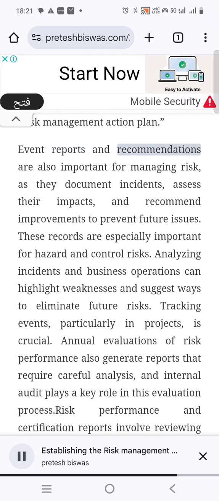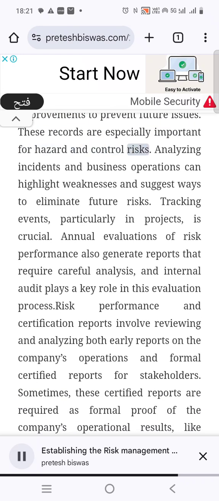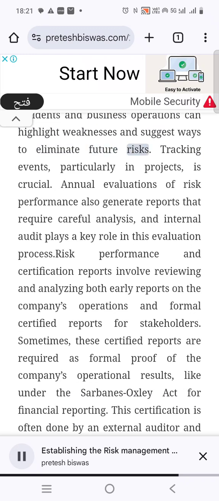Event reports and recommendations are also important for managing risk, as they document incidents, assess their impacts, and recommend improvements to prevent future issues. These records are especially important for hazard and control risks. Analyzing incidents and business operations can highlight weaknesses and suggest ways to eliminate future risks. Tracking events, particularly in projects, is crucial.